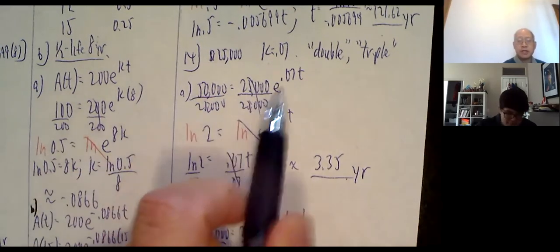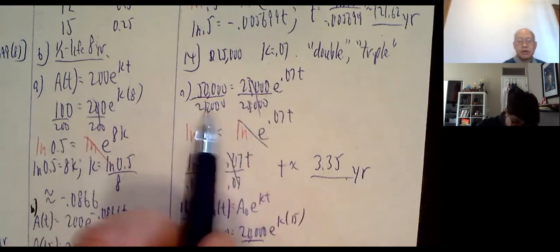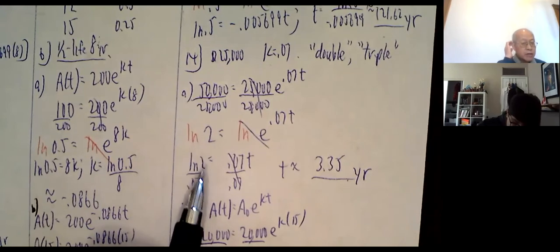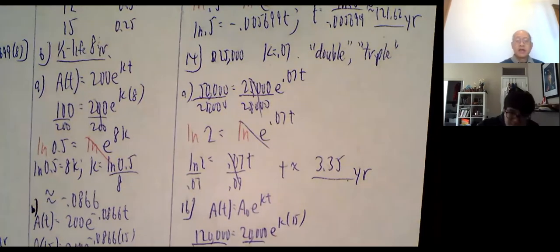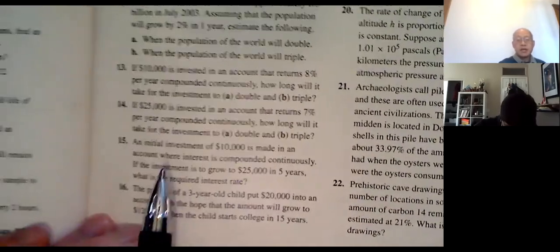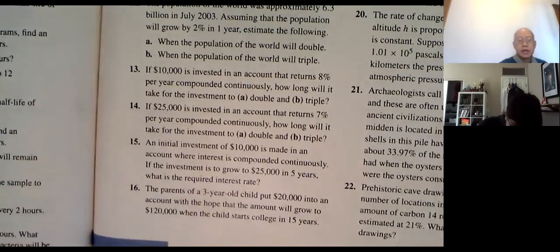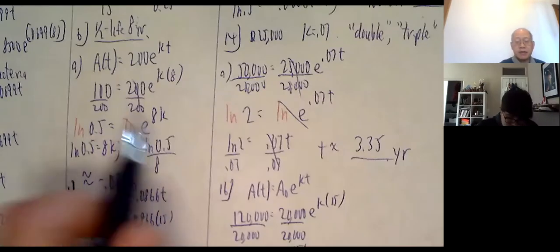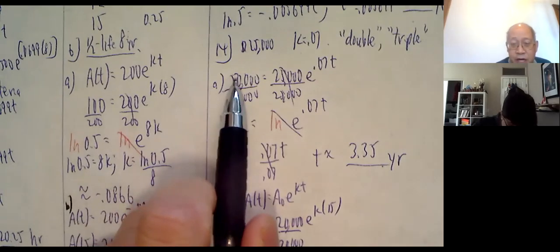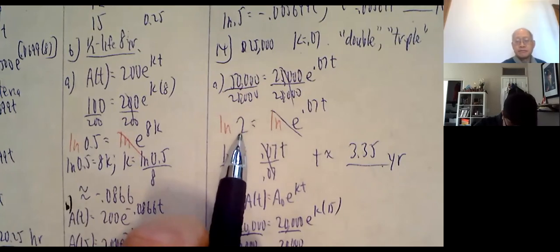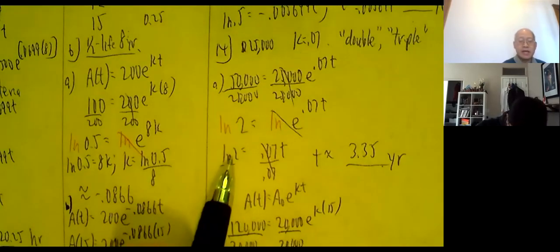50,000 equals 25,000 e to the 0.07t. Divide by 25,000. This is 2, no big deal. So I didn't bother to do part B, but you can do part B on your own. It'll be exactly the same. Instead of a 2, you're going to end up with a 3, right? Because instead of 50,000 for part B triple, you're going to have 75,000. And then the logic is the same. The math is the same. Right here, you would have 75,000. So after you divide it by 25,000, this side would be 3. So just follow the template exactly the same.